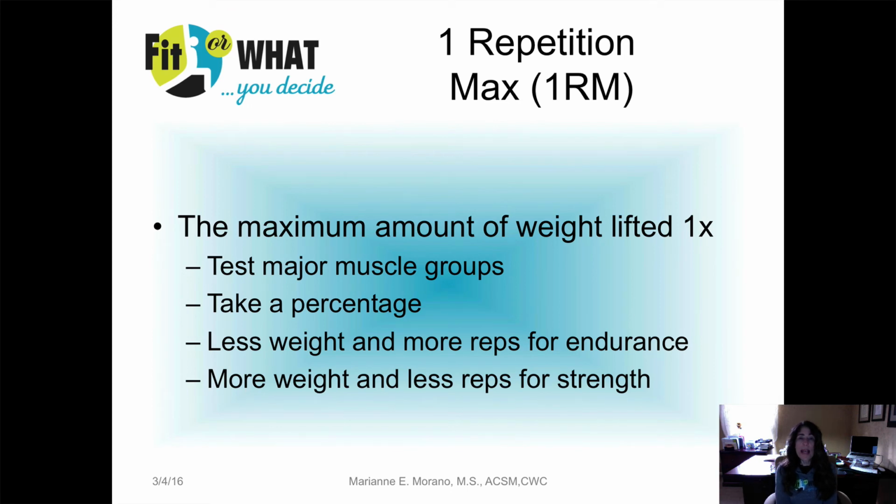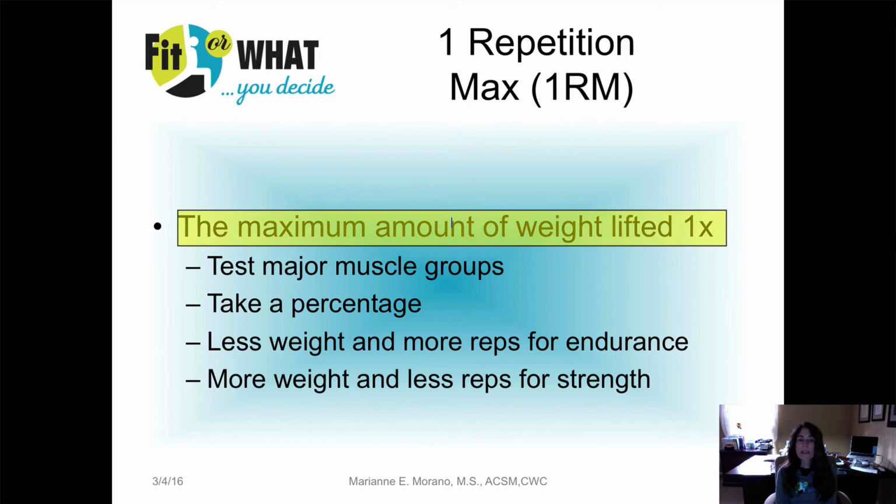So, as I mentioned before, with heart rate, we're doing that specifically for aerobic activity. With the talk test and the RPE, we can do that either with aerobic activity or with resistance training. But when we look at the 1RM, or the 1 repetition max, that's strictly for resistance training. So 1RM is the maximum amount of weight you can lift one time.